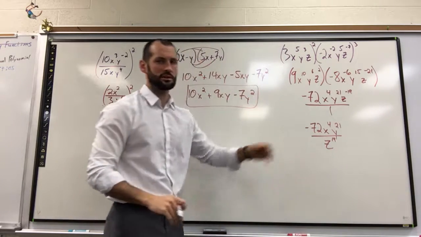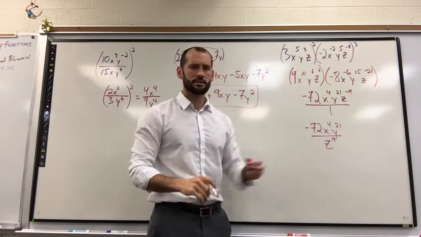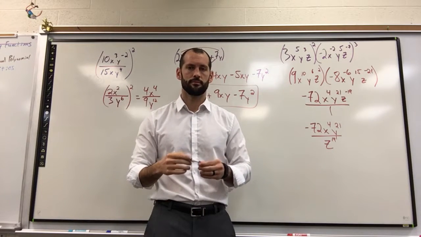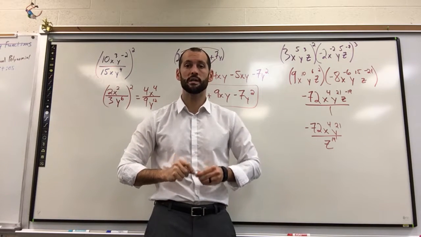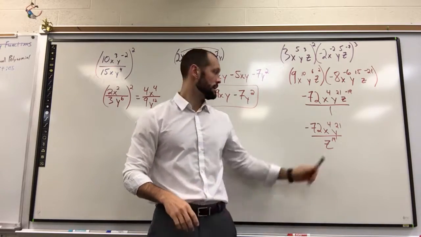Now last thought, you may be looking at this going, whoa, whoa, whoa, whoa. That 72 is negative. How come that didn't travel? It's a coefficient. Only negative exponents travel.